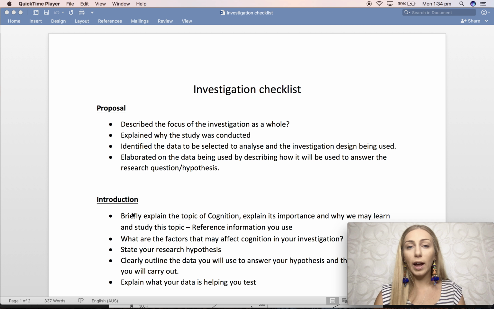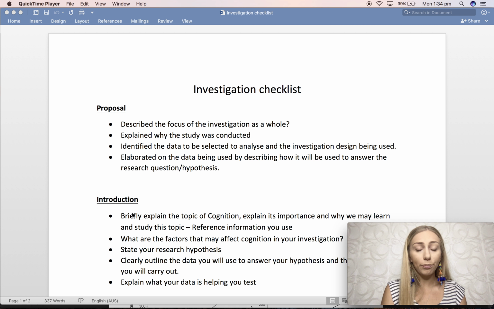So when writing your investigation, you need to start with a proposal. The proposal is written as if you haven't done the investigation before, you haven't completed the investigation before. So you need to write it as if you haven't been provided with the data yet.